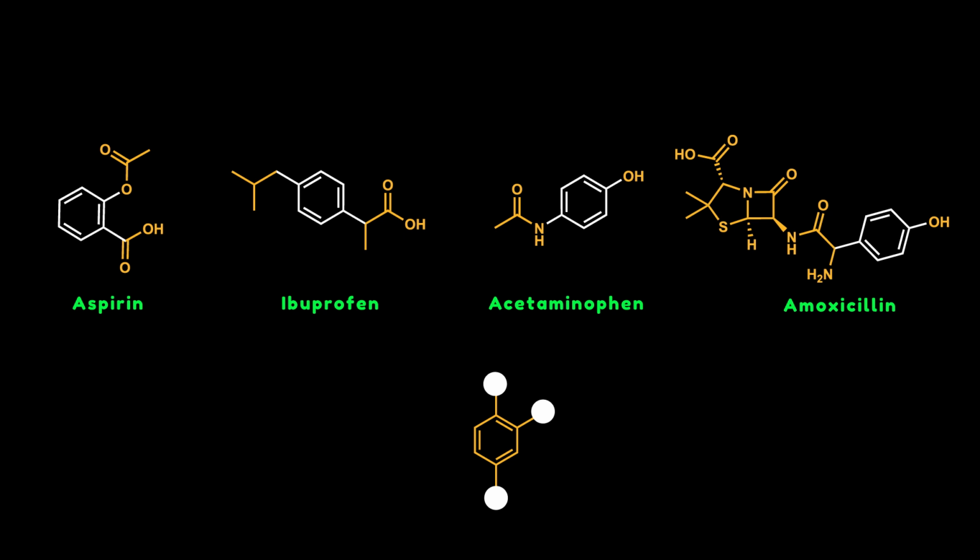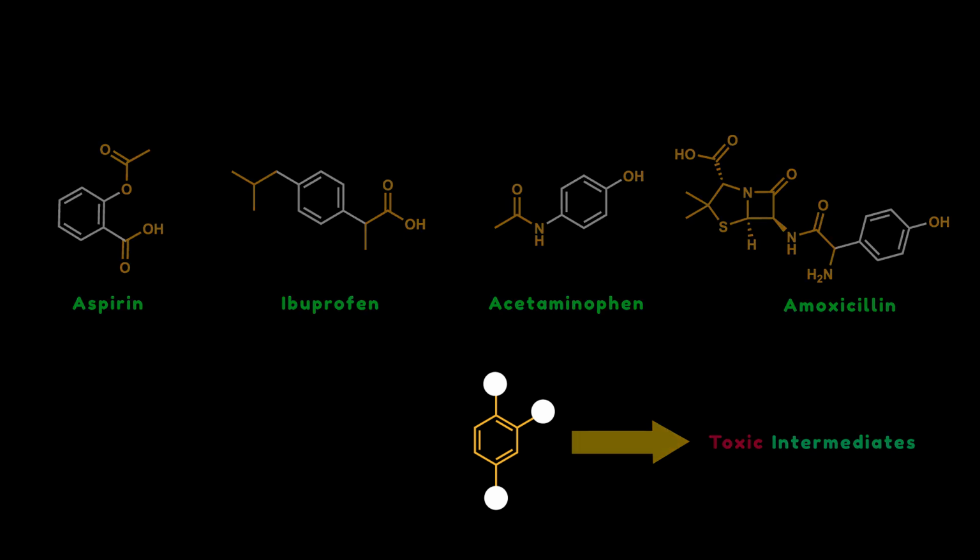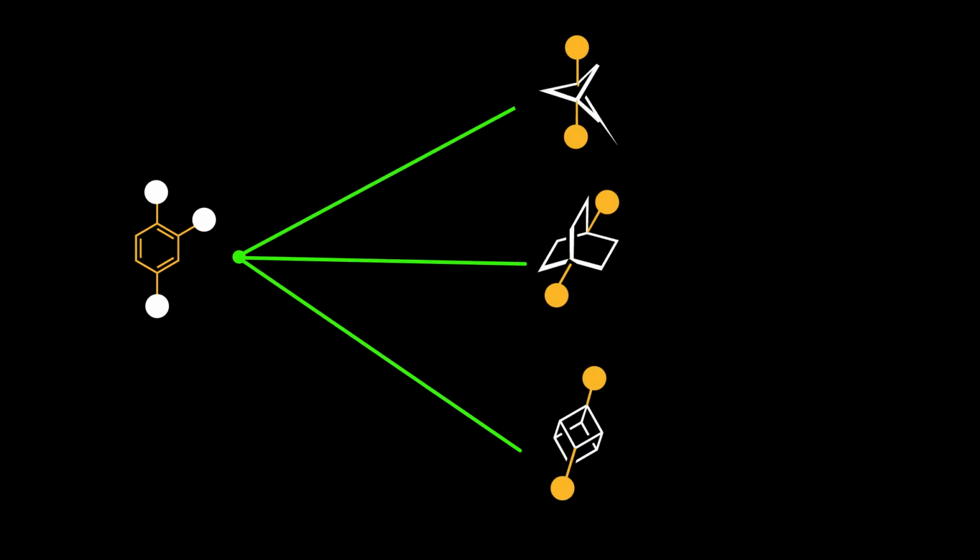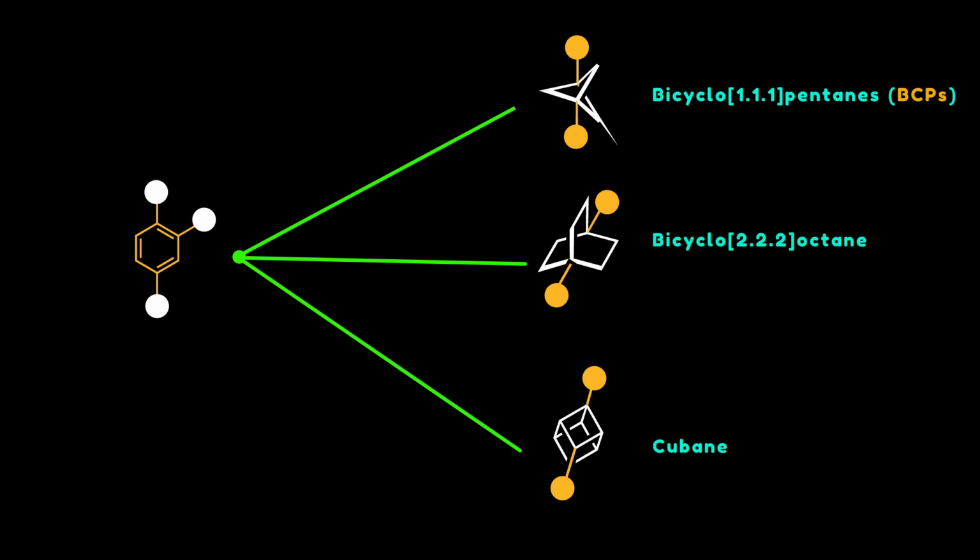However, the metabolism of benzene rings under physiological conditions can generate toxic intermediates. A common strategy to address this issue is replacing the substituted benzene motif with saturated polycyclic hydrocarbon scaffolds. BCP, bicyclo[2.2.2]octane, and cubane derivatives are well-known bioisosteres of benzene. These structures effectively mimic the topological pattern of substituted benzenes while enhancing the metabolic stability of drug analogues.